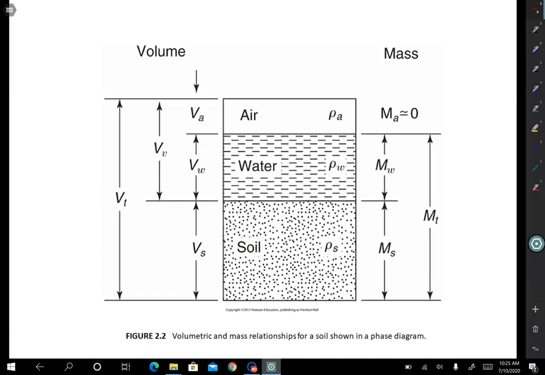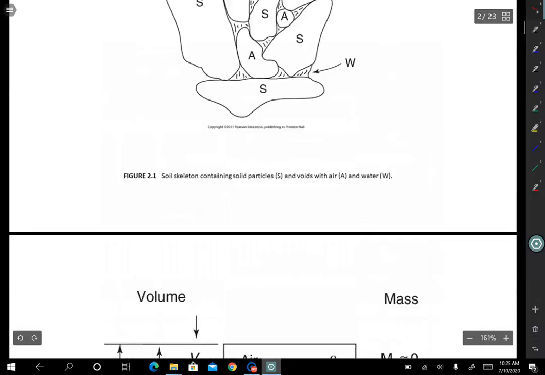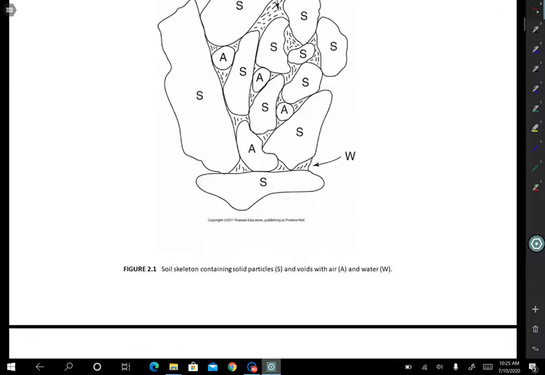Maybe I'll even do that here. Let me cross it out. Let me change the thickness of this pen, and I'll just put solid. There we go. Okay, so when you draw your phase diagrams, you should write solid on the bottom, not soil. All right, so we're not making a claim that you have all of the solid part on the bottom, and then the water, and then the air. This is an abstraction of what the soil actually looks like, which is much more complicated.